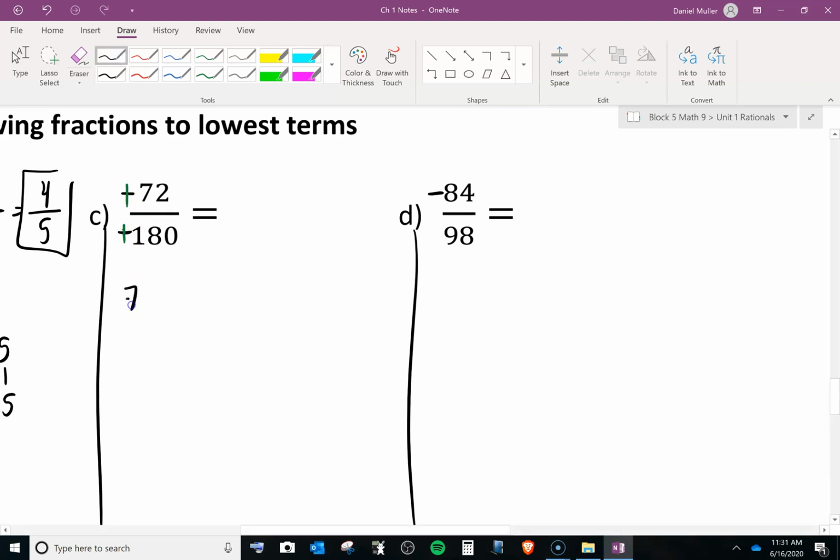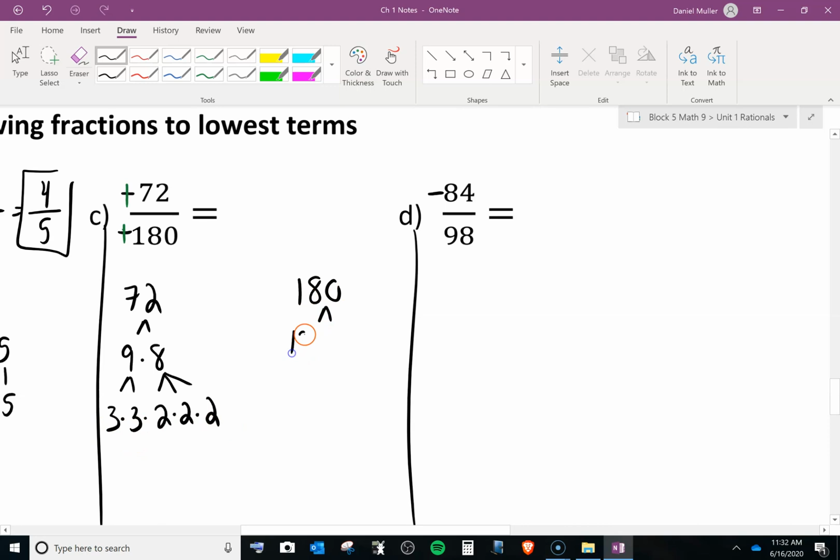And like I said, the numbers are getting a little bit larger. So we have 72 and we have 180. 72 is going to be 9 times 8. And 9 is going to be 3 and 3. And 8 is going to become 2, 2, and 2. And so that looks good. I got my 2s, I got my 3s, so I can do this.